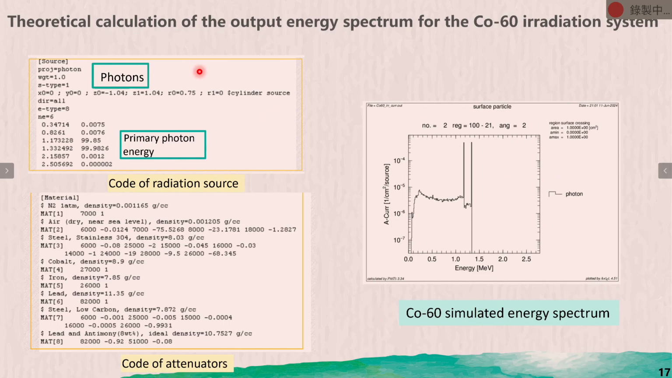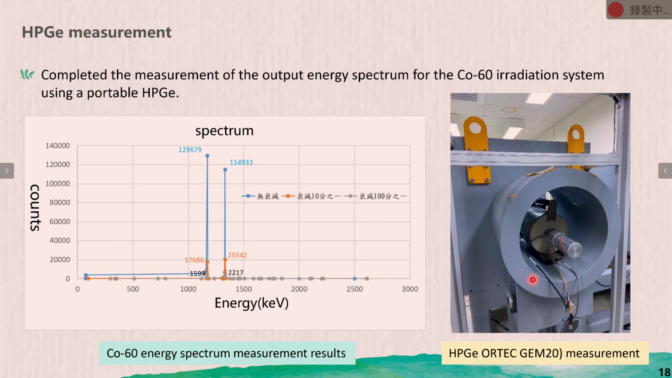For this one, we should know that this is the code of the irradiation source. Because cobalt-60 is a photon source, we can see the primary photon energy here, and the code of the attenuators. And this is the cobalt-60 simulated energy spectrum for our system. So that is the simulation.